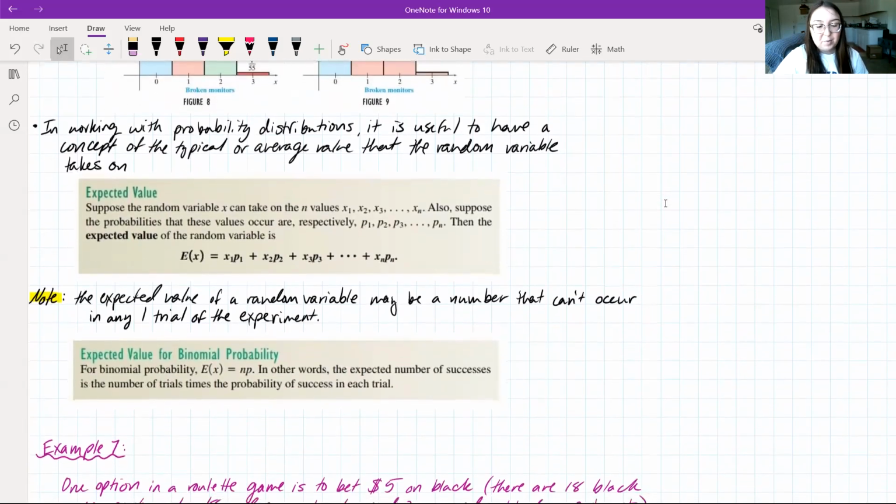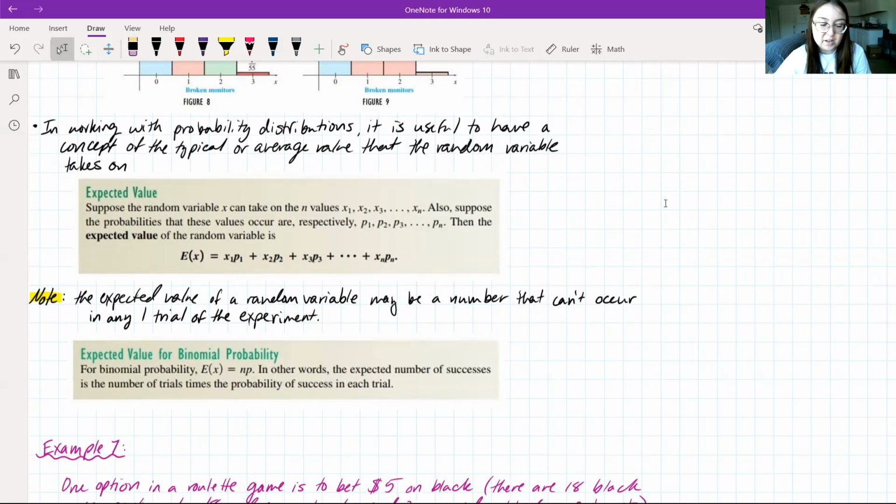So in working with probability distributions, it is useful to have a concept of the typical or average value that the random variable takes on. So we can use something called an expected value. Suppose the random variable x can take on the n values, x sub 1, x sub 2, x sub 3, all the way until you get to x sub n. Also, suppose the probabilities that these values occur, respectively, are p sub 1, p sub 2, p sub 3, and all the way to p sub n.